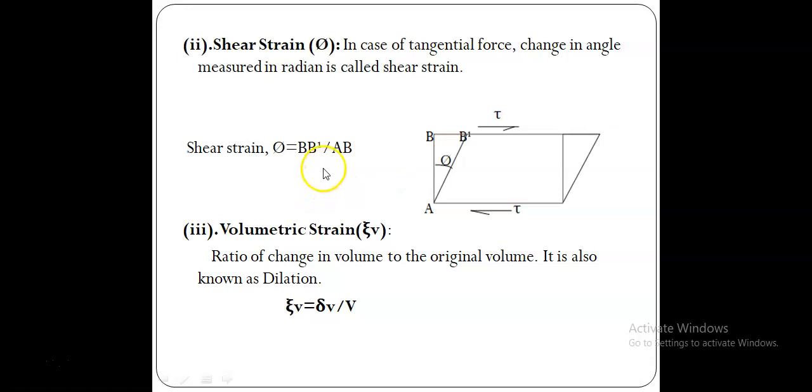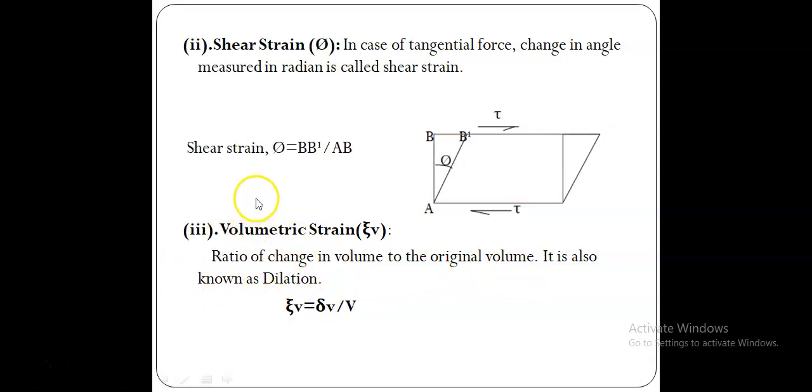Yes. Next, volumetric strain. This is another type of strain. The volumetric strain epsilon V is equal to the ratio of change in volume to the original volume. It is also known as dilation. So how can we define the volumetric strain? It is nothing but the ratio between the change in volume and the original volume.